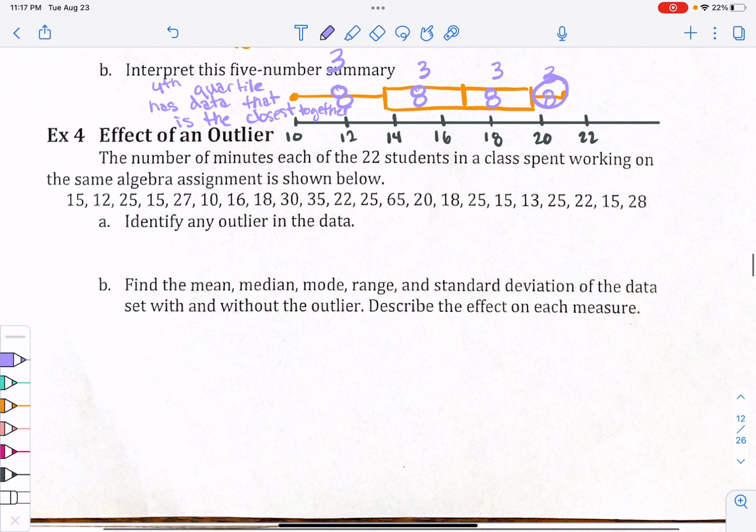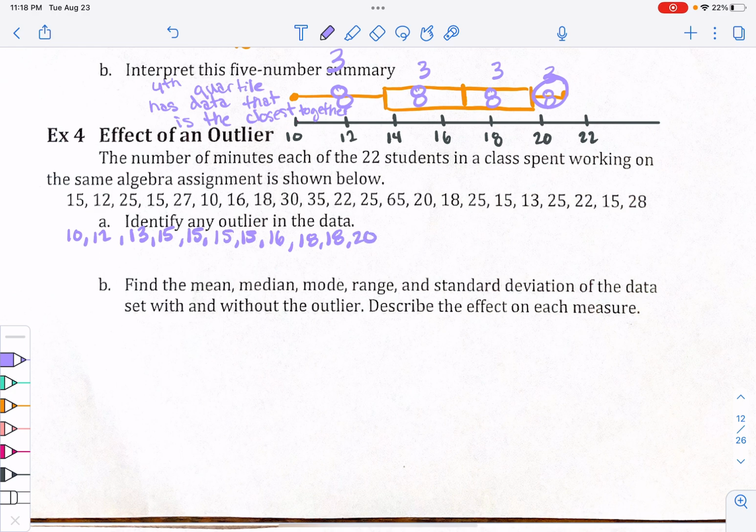So what I'm going to do first, before I look for an outlier, is list these out in order. And I went ahead and cheated a little bit, and I put these on my spreadsheet on my computer, and I had it sort the numbers for me. So if I list them in order, the numbers are 10, 12, 13, 15, 15. There are 4 15s. 1, 2, 3, 4. 4 15s. Okay, then there is a 16, 2 18s.